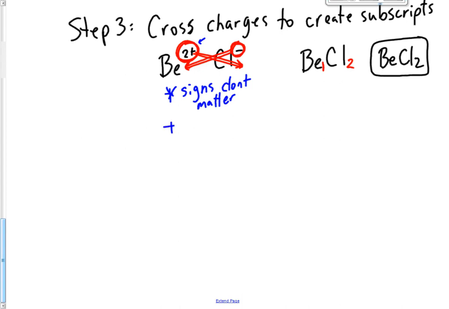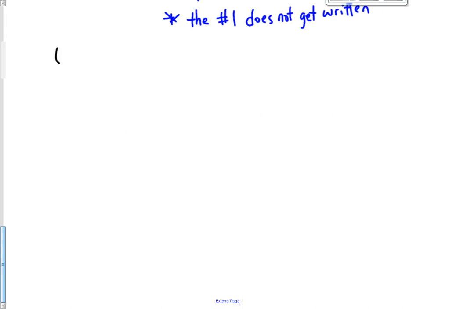One other thing here. So we have that signs don't matter, and the number 1 does not get written. It's understood, just like in math, you don't have 1x, you just have x. All right, so let's do some more examples.